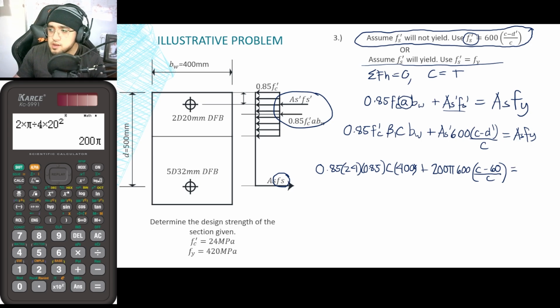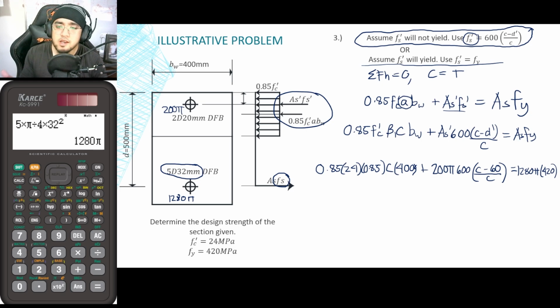My As, I would just be calculating them here. Since I have 5 pieces of diameter 32, the As here is 5 times pi over 4 times 32 squared. So my answer here is 1,280 pi. Again, this is 1,280 pi. And as for the compression bars, this is 200 pi. Once again, this is now equal to 1,280 pi times Fy of 420. So you can now solve for the value of c.